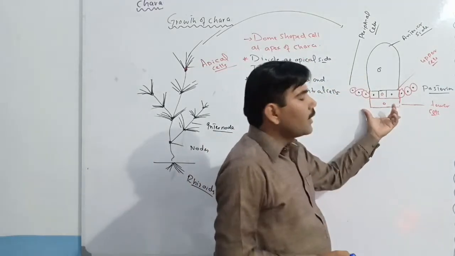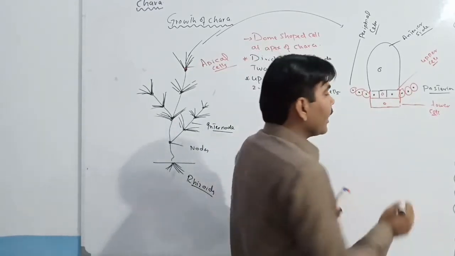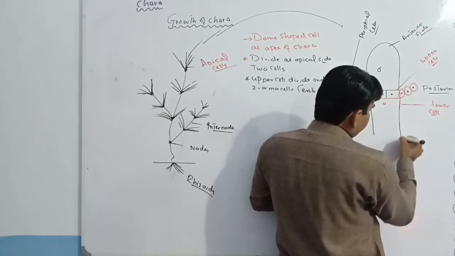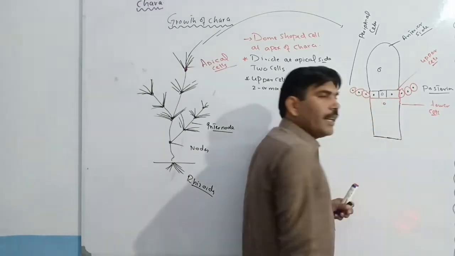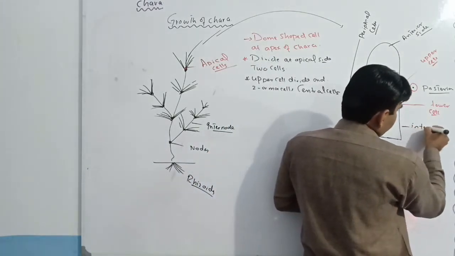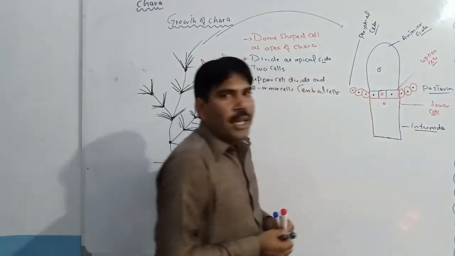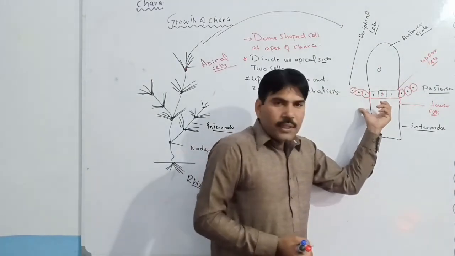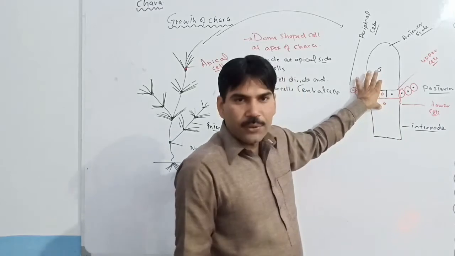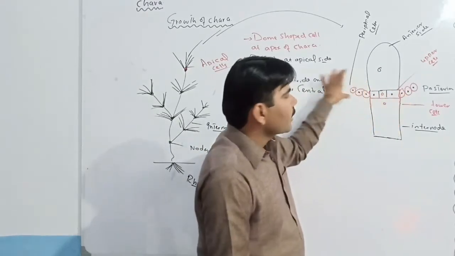But keep in mind, this is a lower cell. This cell will not divide, but it can elongate. This cell will elongate and produce an internode. So basically it is an internodal cell. This internode is formed as a result of this lower cell, which will not divide, but the upper cell divides and produces two or more central cells and some peripheral cells.